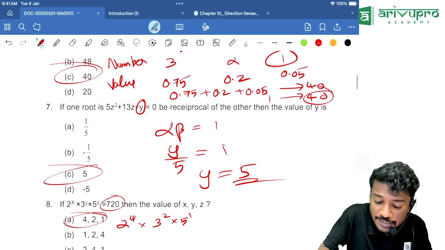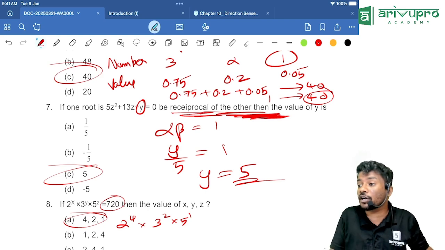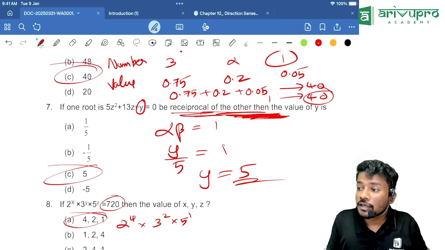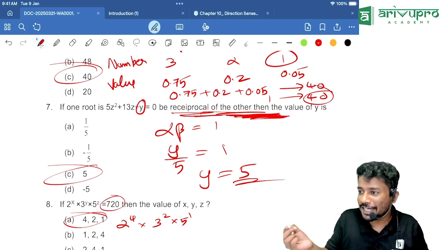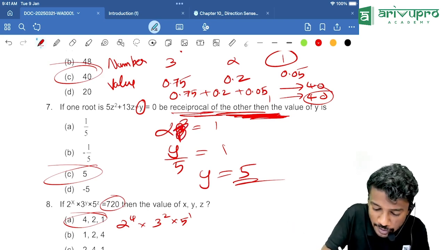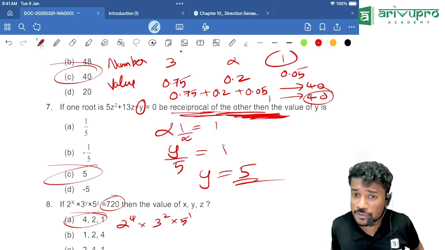Yes. So what is happening? The roots are reciprocal of each other. Alpha into 1 by alpha is 1, or alpha beta is equal to 1. That is the product, which means that instead of beta I will write 1 by alpha. Fine now? 1 by alpha. Fine. Yes. Can we do the next one?